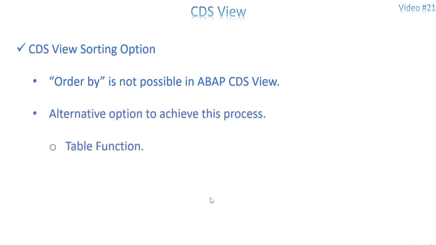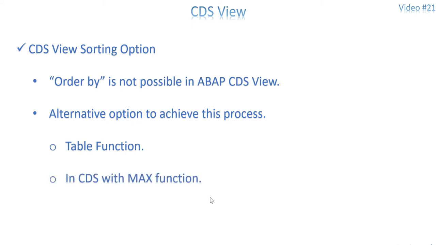And an alternate option to achieve the sorting process is a table function, because a table function is a place where you can do a kind of SQL process. Here we go with a table function because we need a sorting option in the CDS, not at the AMDP level, okay? Not in the ABAP layer. So I'm going to use the table function option to write the order by syntax.